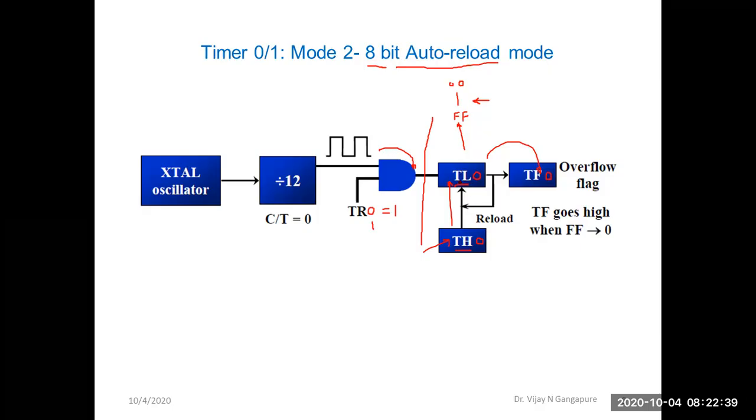and the initial count in this TL0 gets auto reloaded from TH0, meaning whatever value we loaded into TH0 will be fixed once we load it, and that will get automatically reloaded into TL0 when the TF0 flag bit becomes 1. Means whenever the count in TL0 rolls over from FF to 00, the TF0 flag bit will get set, and that causes an auto reload of the count in TL0 from TH0. So this is called the 8-bit auto reload mode.